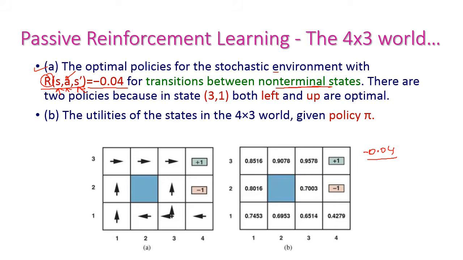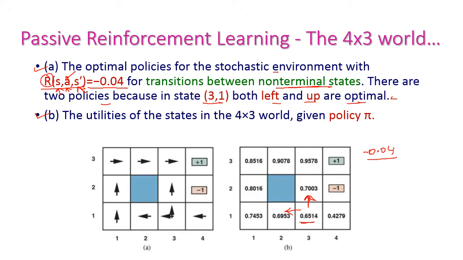Here there are two policies, because of state 3,1. Both left and up are optimal, that is, the agent can move in the upward direction or in the left direction. If the agent moves in either direction, we get the optimal solution.